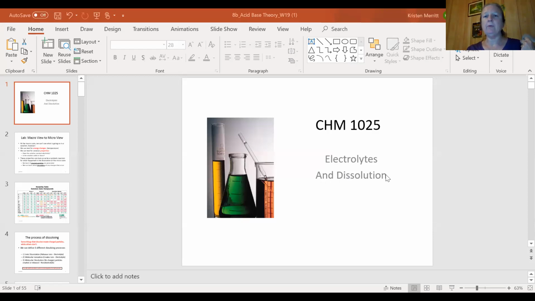And we have 3 different reaction types, reaction equations for dissolving, for dissolution. The last lecture I talked about a precipitation reaction. That's when you already have dissolved solutions and you mix them together. So that's kind of the next step.